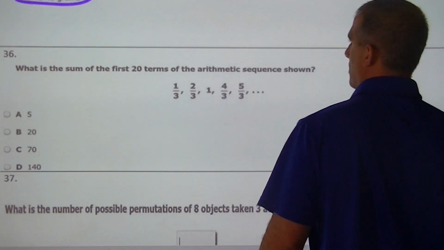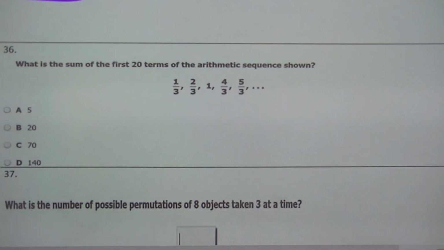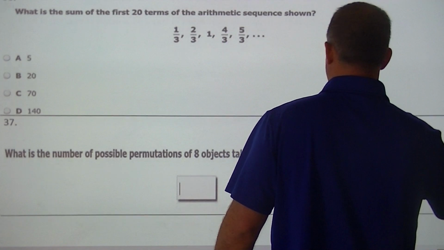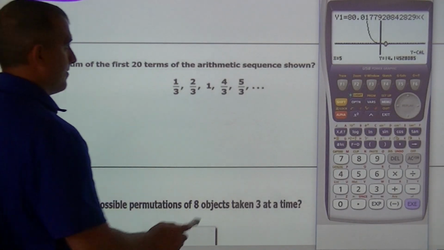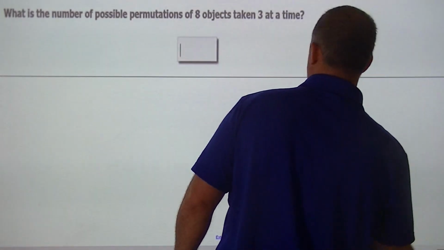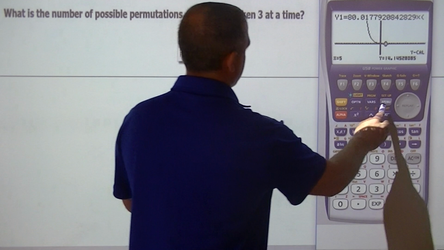All right, sum of the first 20 terms, I'm going to have to come back to this one. Permutations. All right. That's going to be 8P3 on the permutations. That's really easy as well.